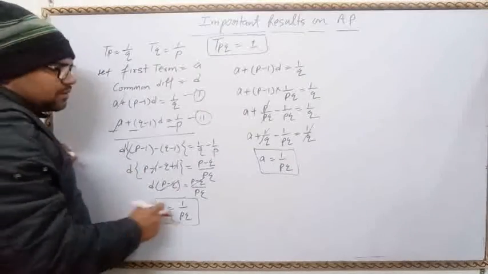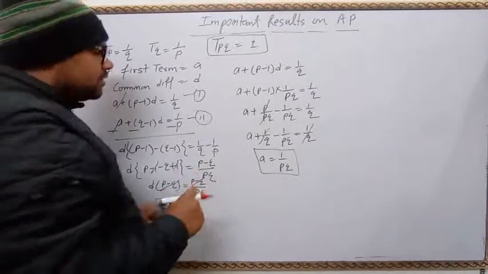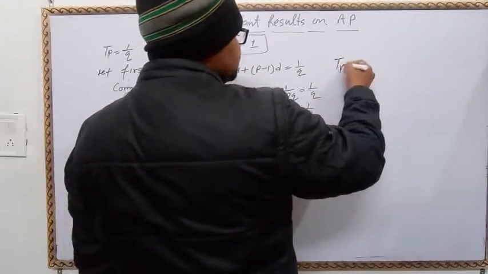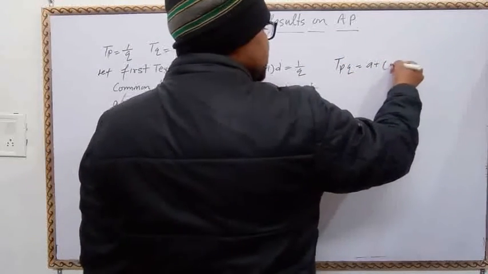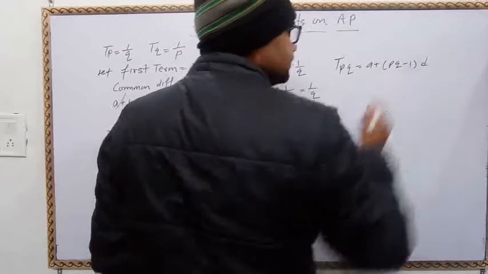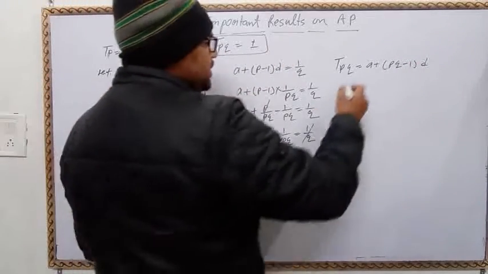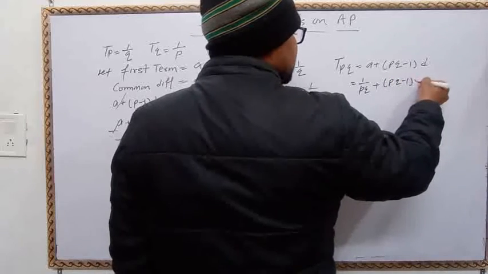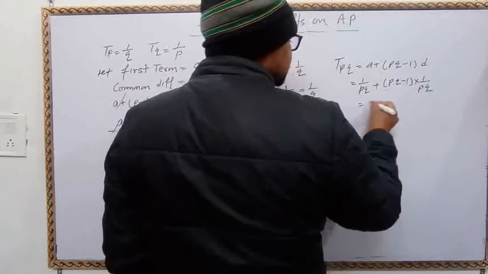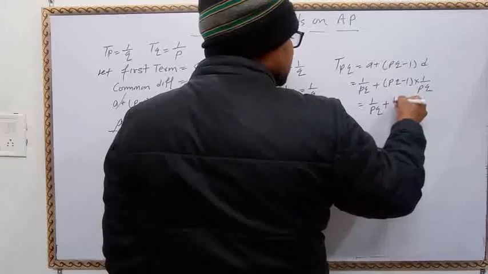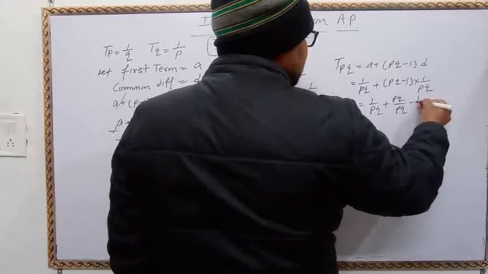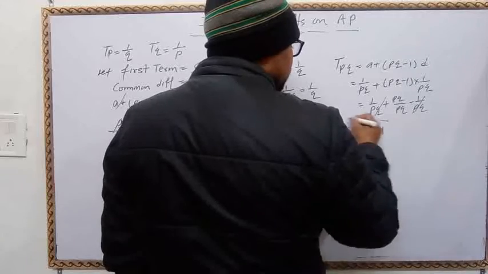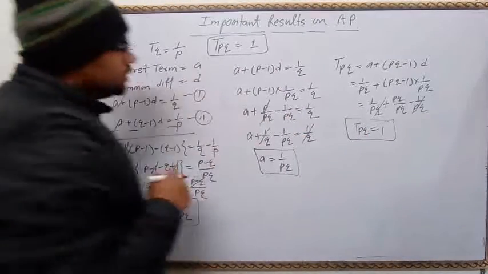Okay, what will be A and D? A and D will be 1 by PQ. Now we will find T(PQ) is equal to A plus PQ minus 1 into D. We will put the value of A and D. PQ minus 1, D equal to 1 by PQ. 1 by PQ plus PQ by PQ minus 1 by PQ, cancel. So we get T(PQ) is equal to 1. Please note down, please.